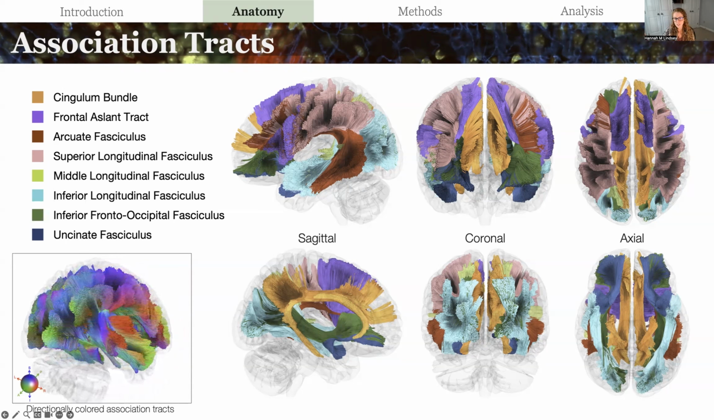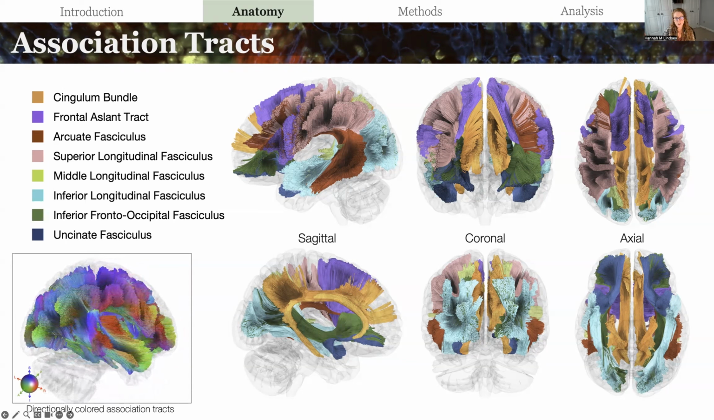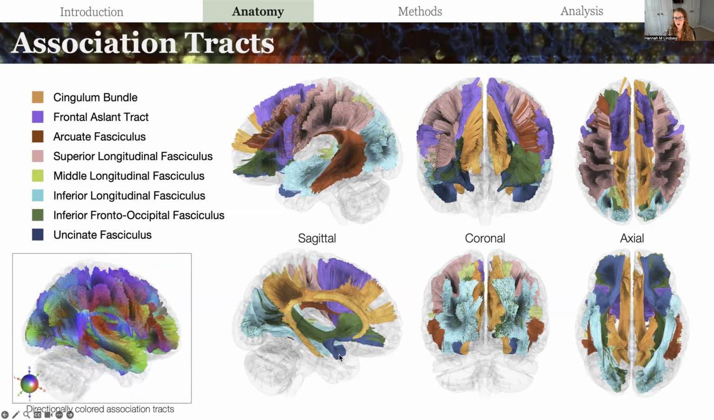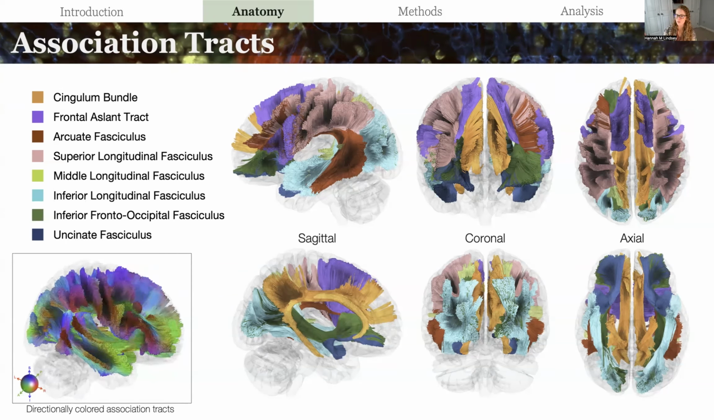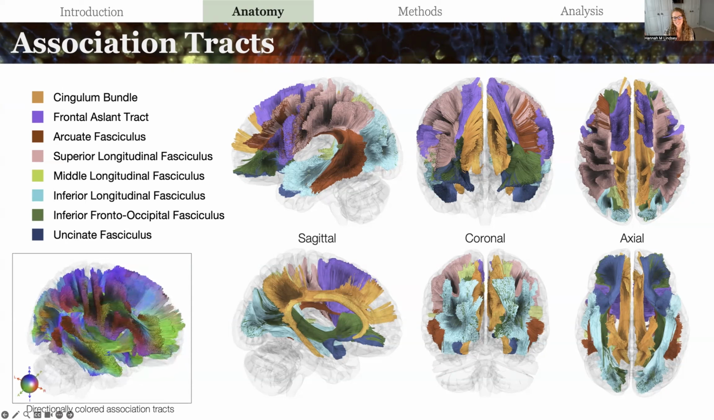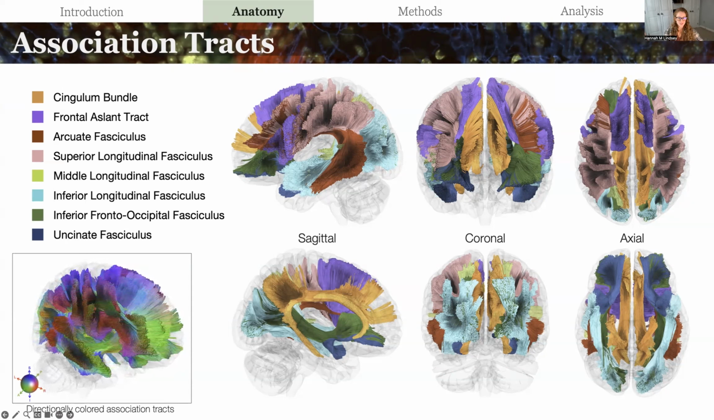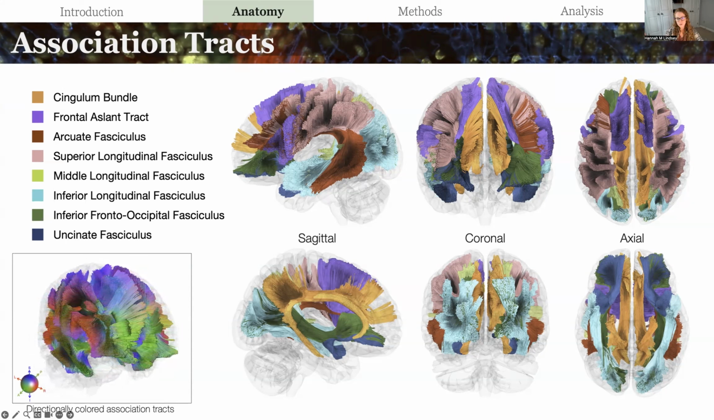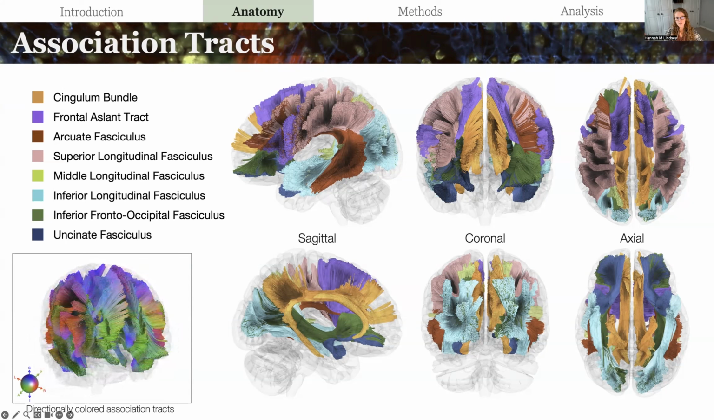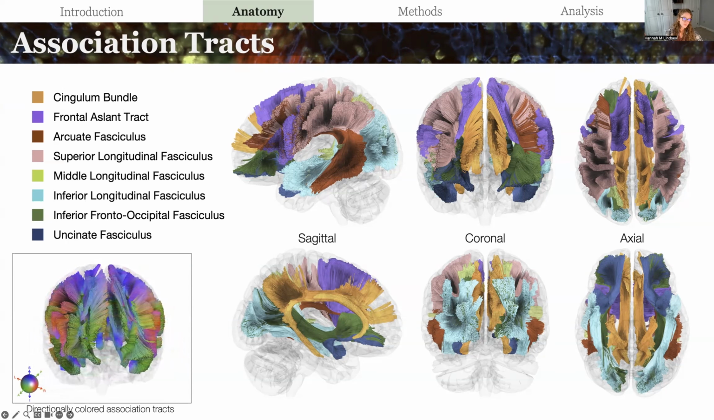Finally, the uncinate fasciculus connects the anterior temporal lobe with the orbital frontal cortex, and it is considered part of the limbic system, but its functions are relatively poorly understood. However, it is believed to be broadly involved in emotion processing, memory, and language.